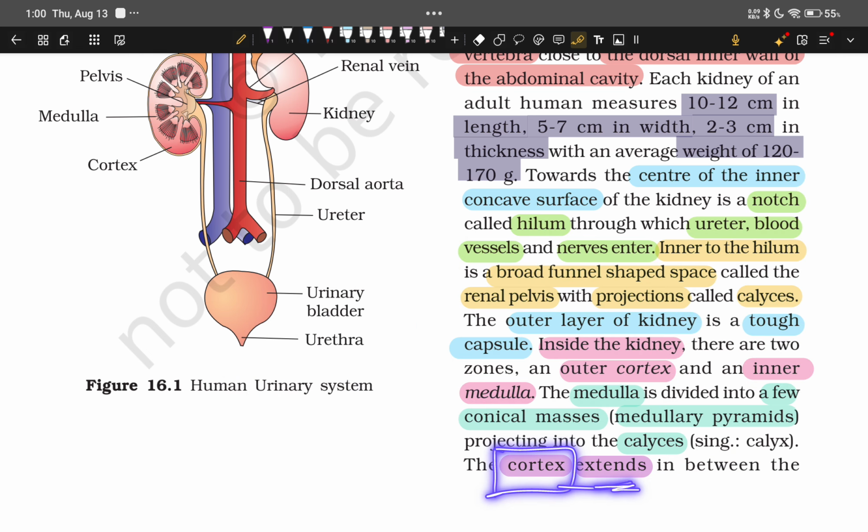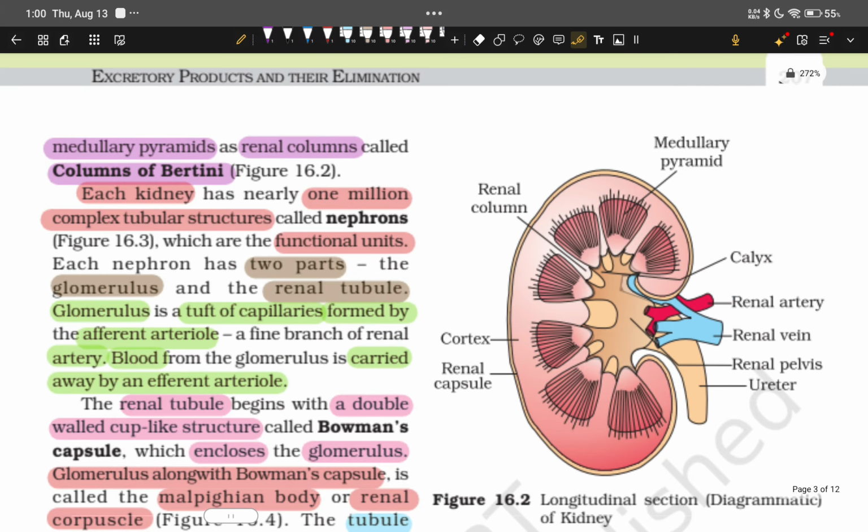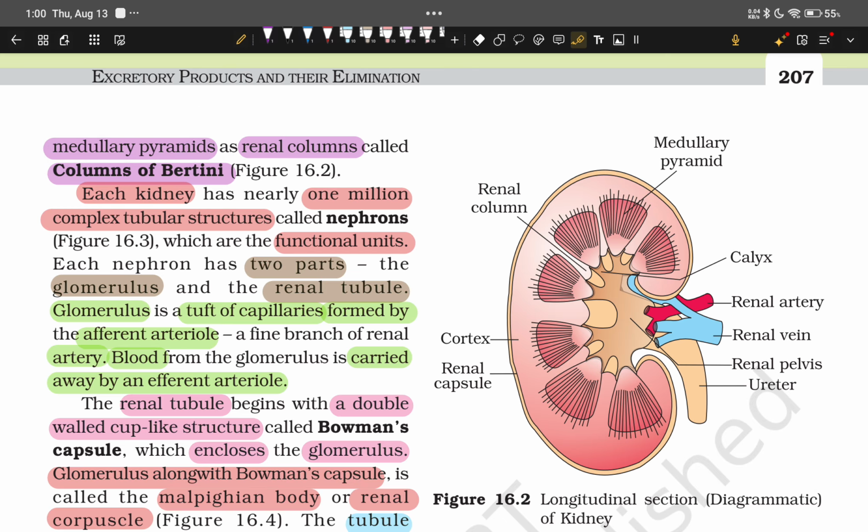Cortex also extends in between these medullary pyramids, and that region of cortex which penetrates into these medullary pyramids is called renal columns, and they are called columns of Bertini. Now each kidney has 1 million complex tubular structures. So two kidneys will have 2 million complex structures which are nephrons.